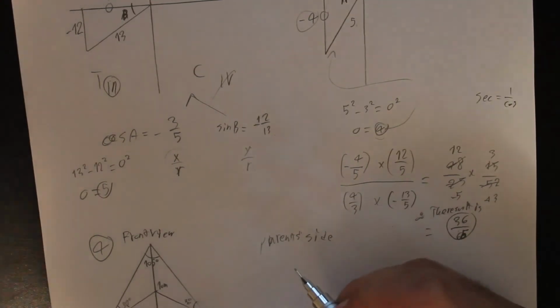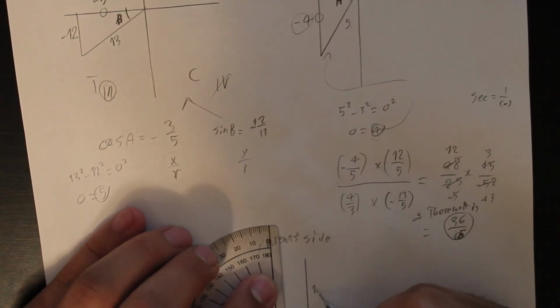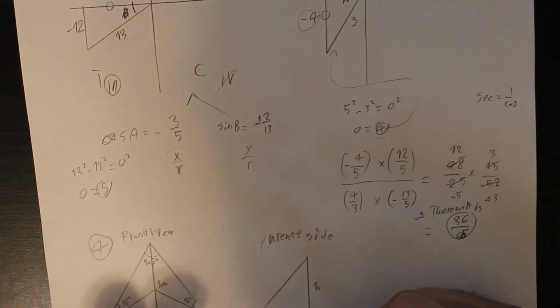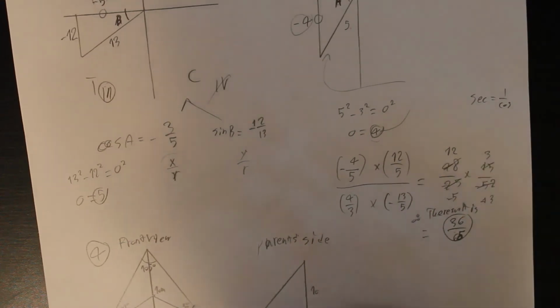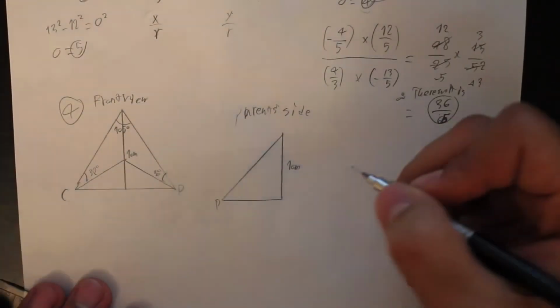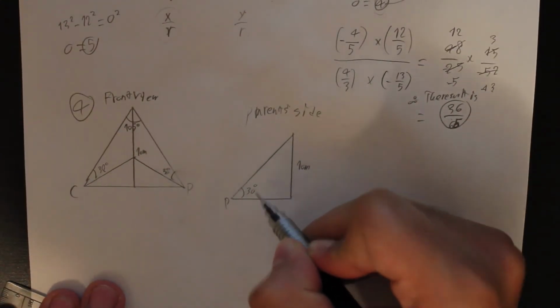All right. Now from the parents' side, this is what they see. They see a 10-meter diving pole. These are the parents right here, represented by P. 10 meters. Now, sorry, I got to move that out. Now the parents are here, and they're looking at it from an angle of 30 degrees from the ground.